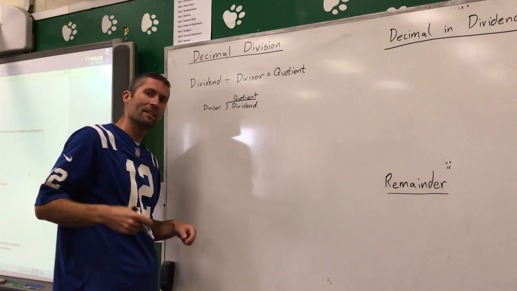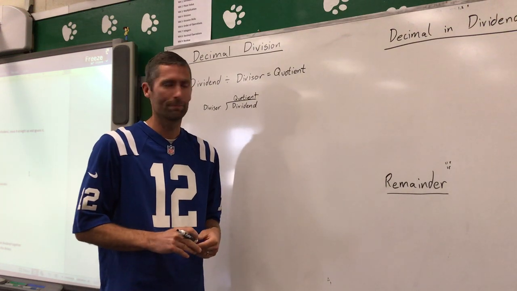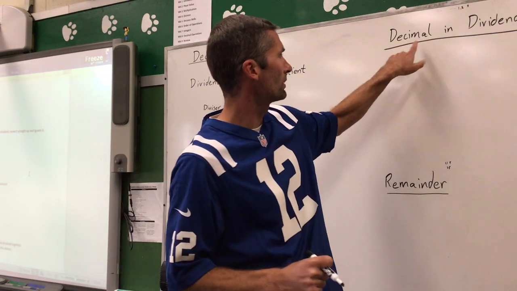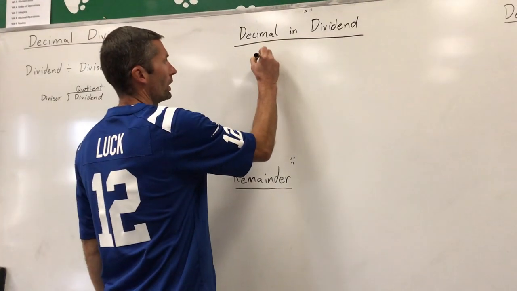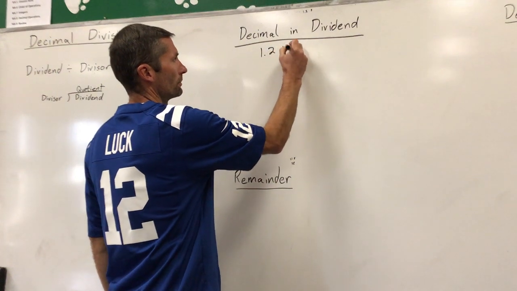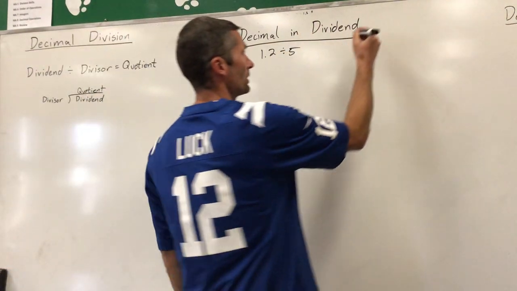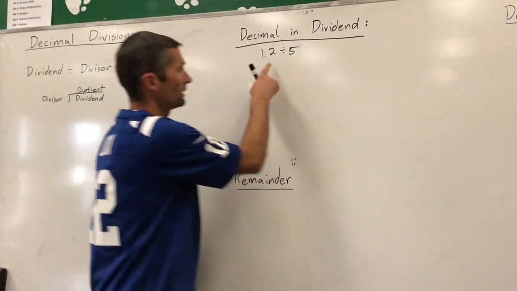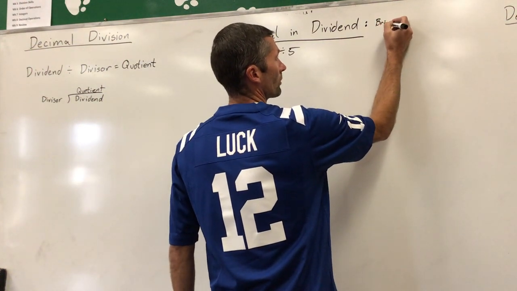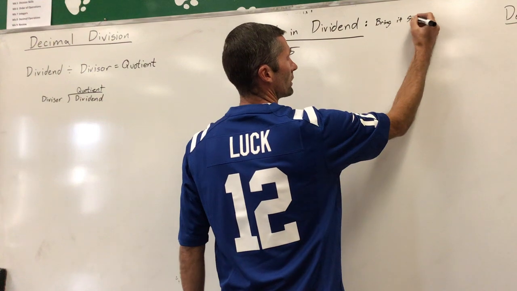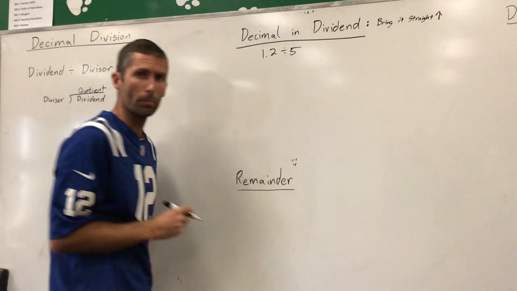Remember our steps. Divide, multiply, and subtract, bring it on down, bring it on back. That's what we're doing. All right, so let's pretend there's a decimal in the dividend only. Okay, so 1.2 divided by 5. That'll be our example. To do this, our rule is this: decimal in the dividend only, we bring it straight up.